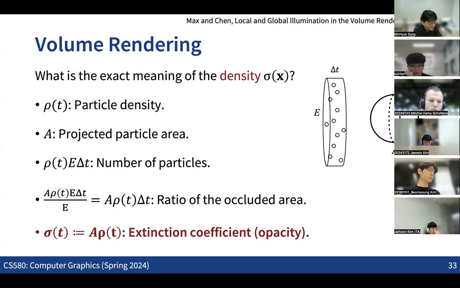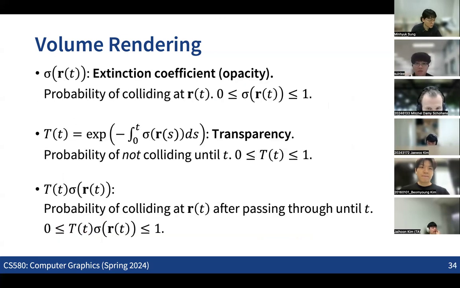So actually what we mean by this function is that while people typically call this function the density function, it's not exactly about the density. It's actually about how likely the ray will hit something. So it's more about the probability. So that's basically A times this ratio. So this is all about calculating this probability of how likely the ray will hit something in this slice of the ray. And this is actually called the extinction coefficient, or the opacity information. So while people easily use the term density for this function, the information that we actually want to get is more some sort of probability. So we have this opacity function, which gives the information about the probability of colliding with something at this point.